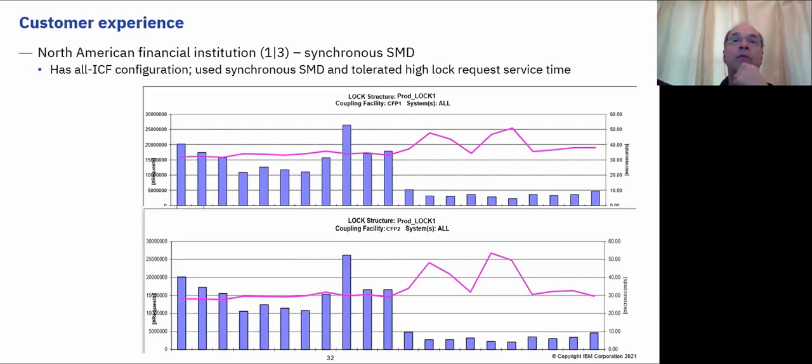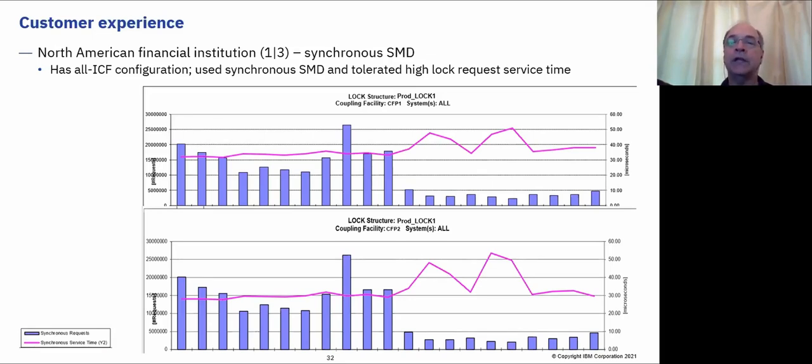One of them is the primary on top, and the one on the bottom is the secondary. But again, they're not really primary and secondary. They're synchronous SMD, so they're both in sync all the time. We can see that the number of requests, the blue bars, are identical because every request goes to every structure. And the pink line, which is sync service time, is very similar.